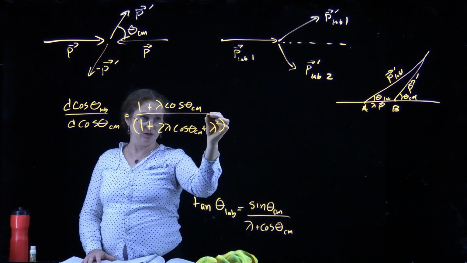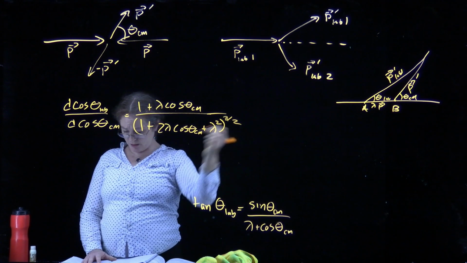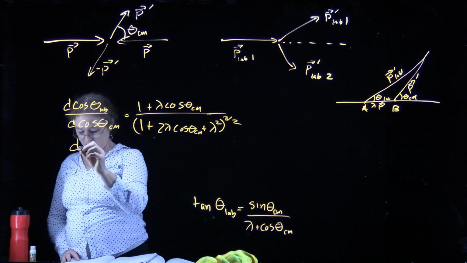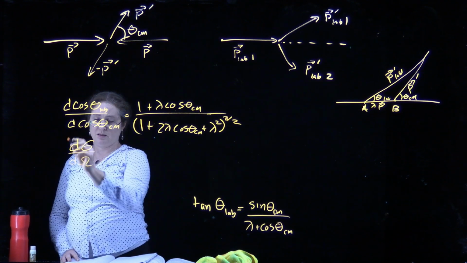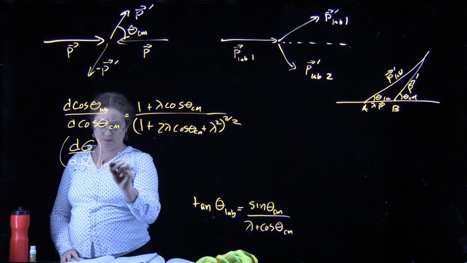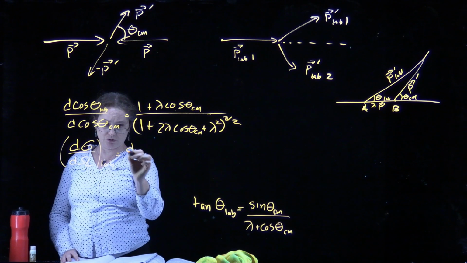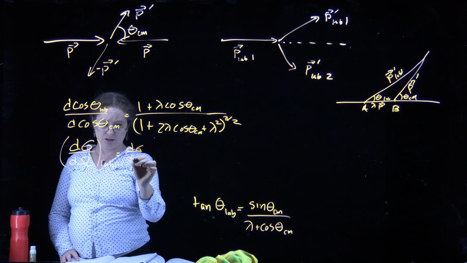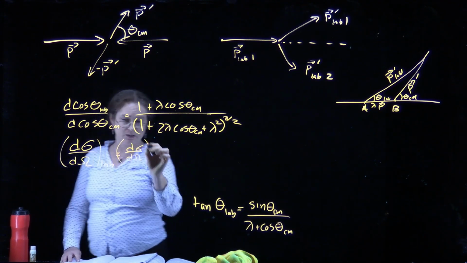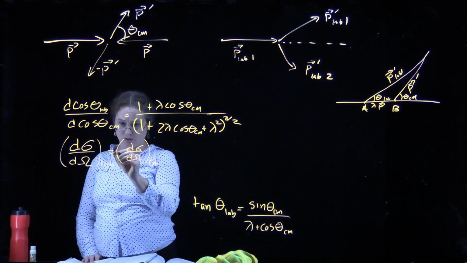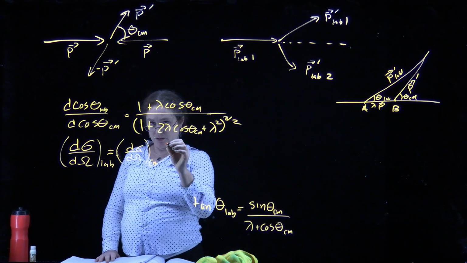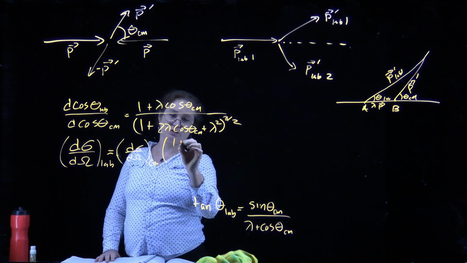That is going to involve a lot of ugly trig identities, but it tells you d sigma, d omega in the lab frame is equal to d sigma, d omega in the center of mass frame, which is the thing that you are most likely to actually be able to calculate, times this factor.